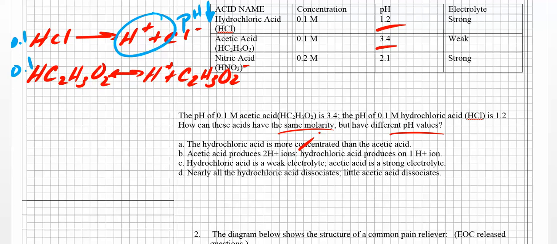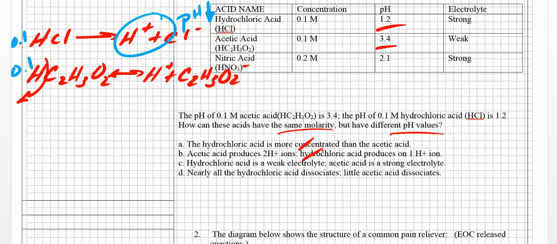The next one, B, says acetic acid produces 2 H plus ions, hydrochloric acid produces 1 H plus ion. Well, no, that's not true. Acetic acid has only one acidic hydrogen, and that's this one right here. This hydrogen that's shown here is the only one that's going to be removed. The other hydrogens are not what we call acidic hydrogens. They're not going to go away. So we'll take that one out as well.